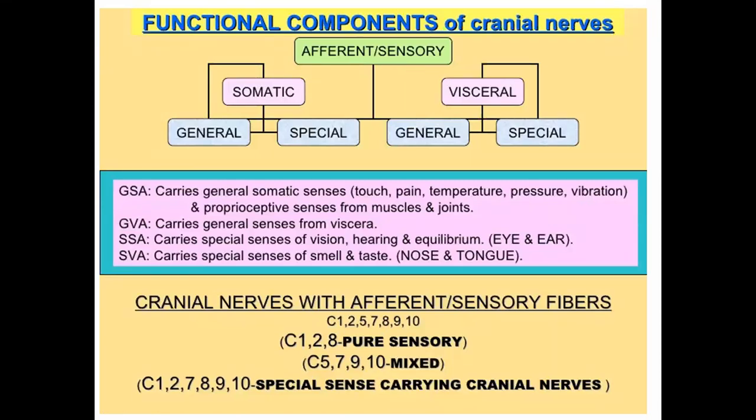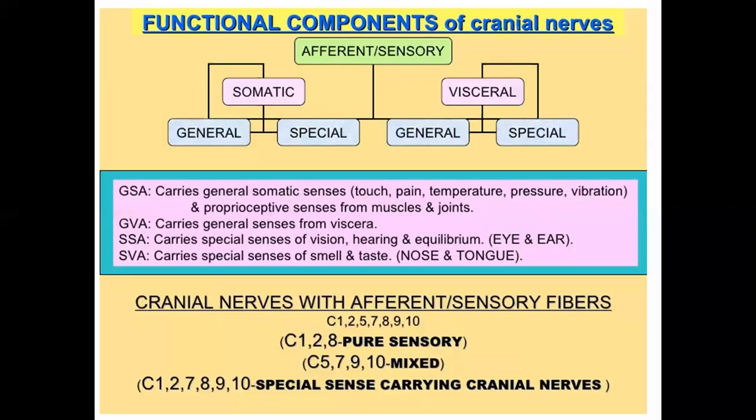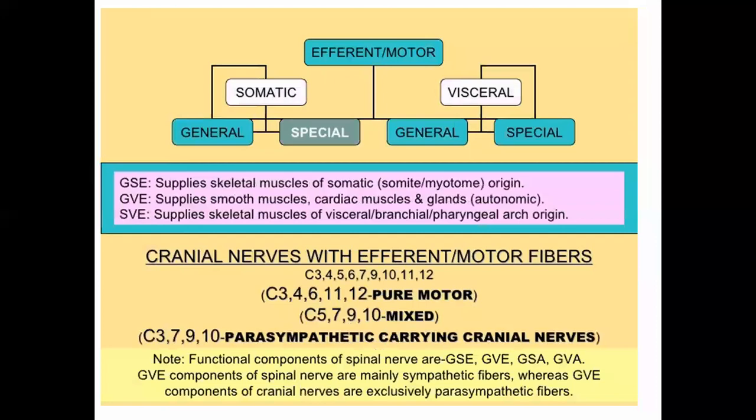Now, when we say functional components of cranial nerve, it has got two components or two parts, you can say. Afferent part, that is sensory. Efferent part, that is motor. So A for afferent, sensory, E for efferent, motor.